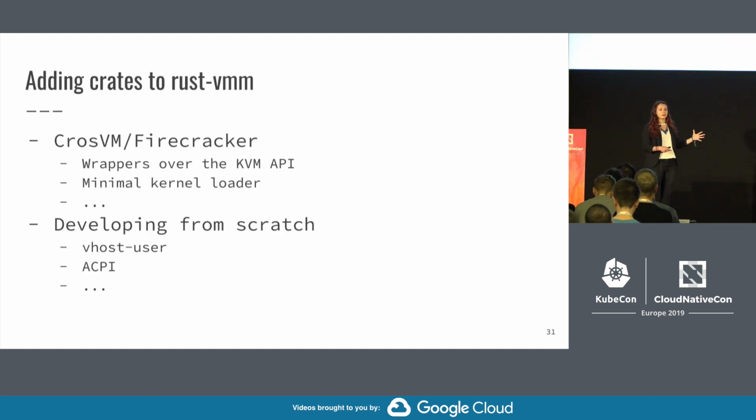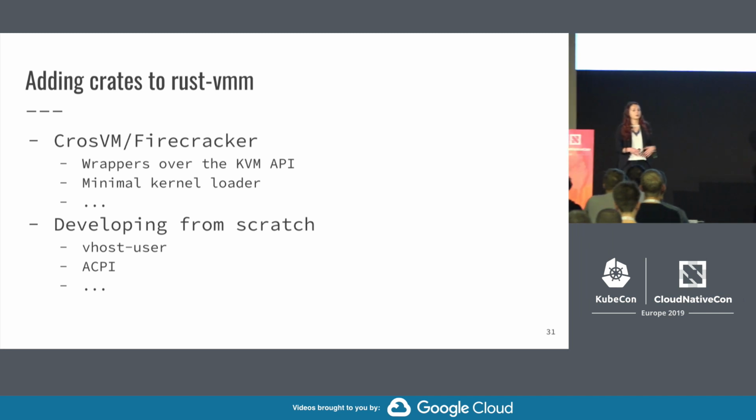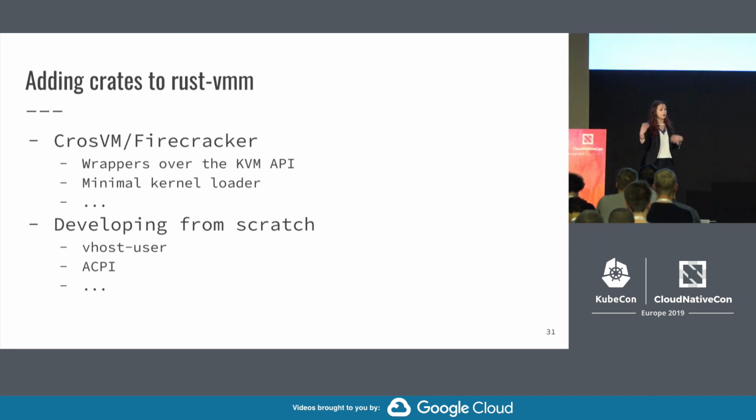When we are talking about adding components to Rust-VMM, we currently have two processes. One of them is to add components that already exist in either Firecracker or CrossVM. Some examples are KVM wrappers, the Virtio implementation, abstraction for guest memory, and so on. Then we are also adding components from scratch. These are components that are interesting for the container VMM, and some of them are vhost and ACPI, which are components that Samuel talked about before.